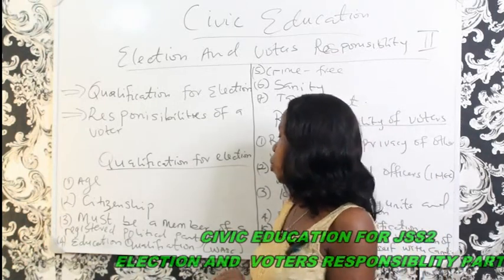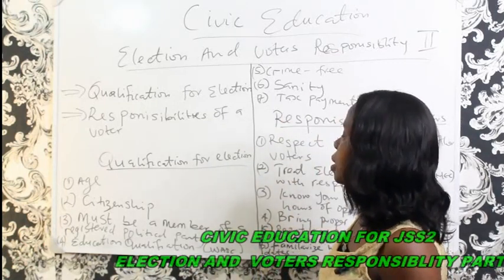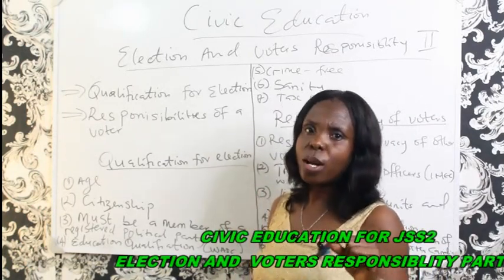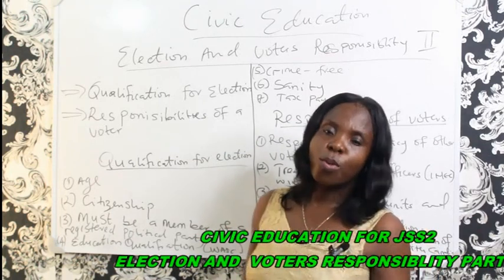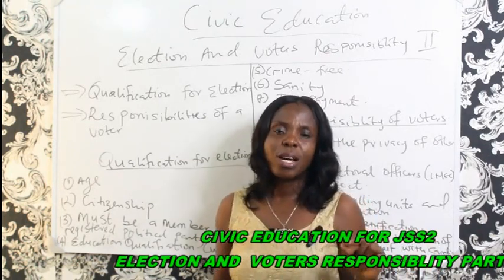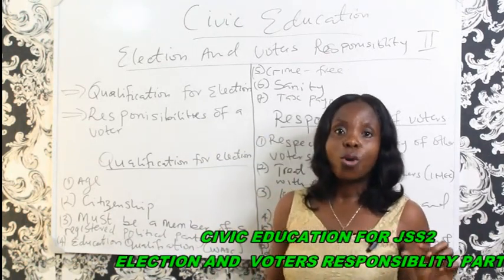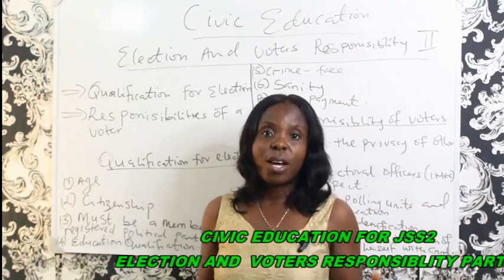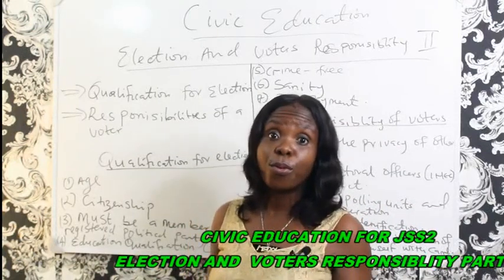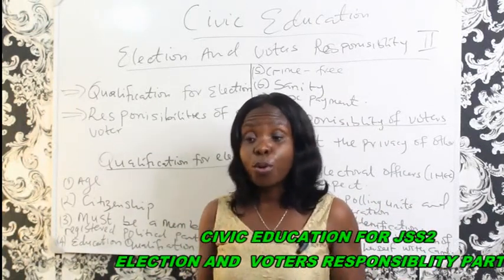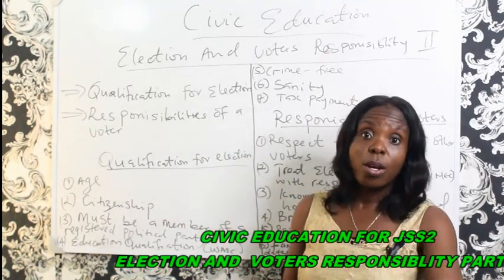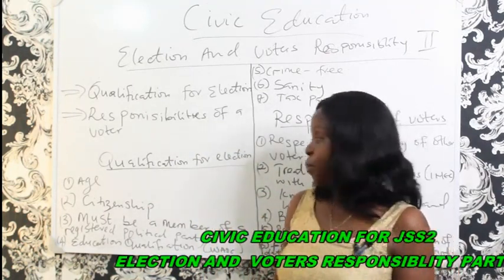Then we'll have another one: must be a member of a registered political party. If you are to be elected into an office, you must be registered with a political organization or party registered in the country by INEC. If you don't have a party, you can't be voted for, and you can't go and vote, because you have a party in mind before going to the polling unit.